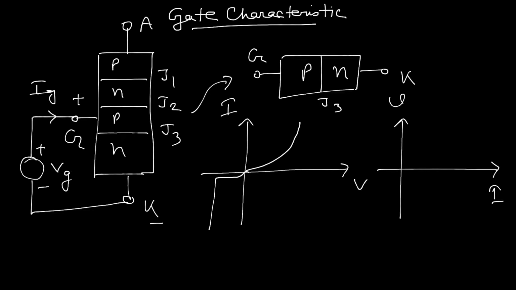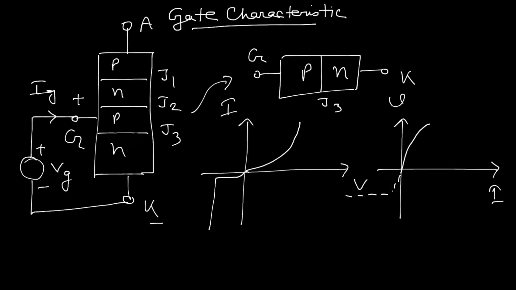Then it can be represented by this characteristics. That means both are actually the same thing. We are just replacing the axis. Here it was I and now it is V. It was V, now it is I. That is why the curve has changed in this manner.